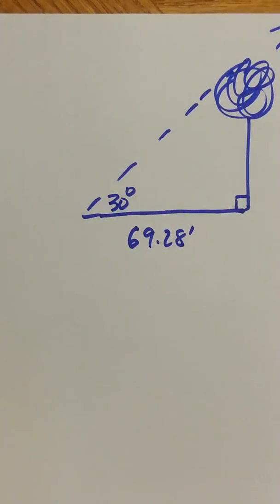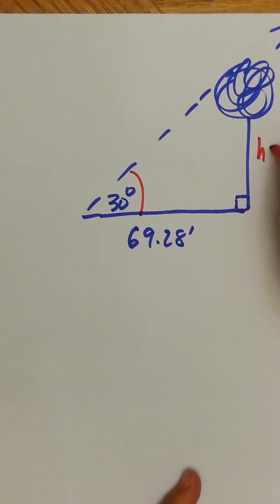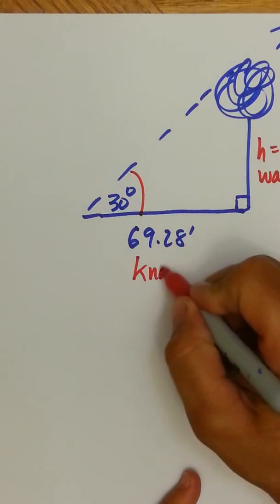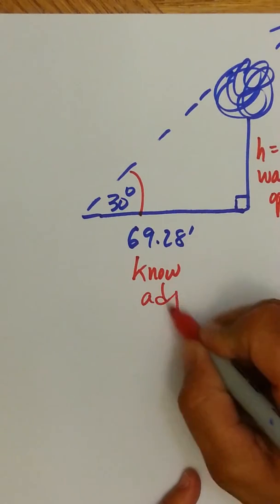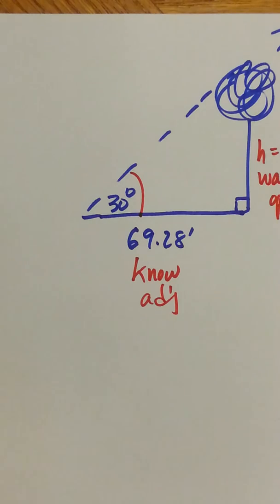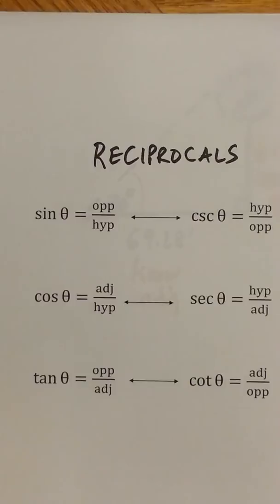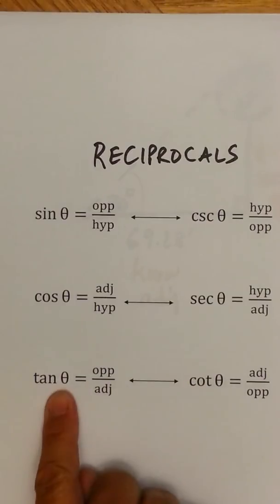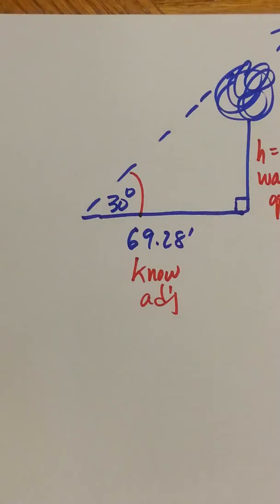Well, in my case, relative to this angle, this is what I want to know. This is what I know. And relative to this angle, this is called the opposite, and this is called the adjacent. So which two trig ratios deal with an opposite and adjacent? Either tangent or cotangent. So you could use either one. Those are the sides that are being used right now. I don't really need the hypotenuse. So I say to myself, okay, I'm going to use tangent.